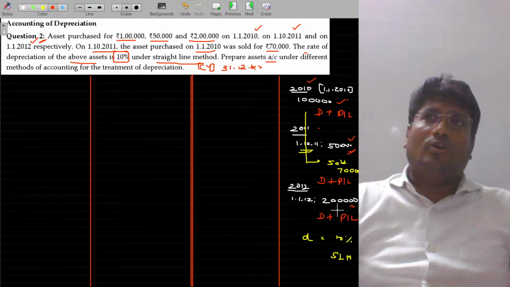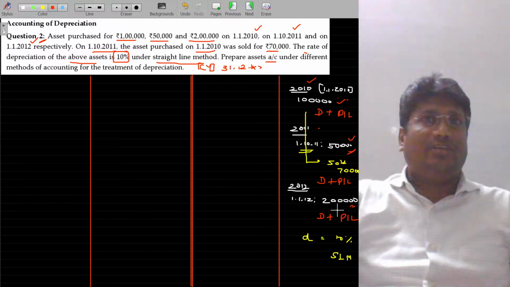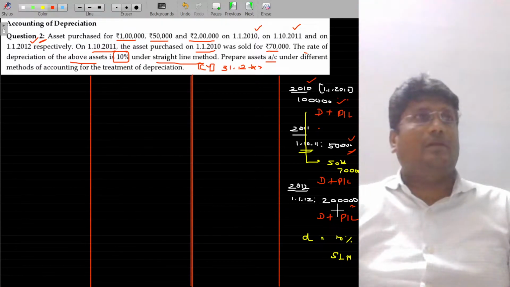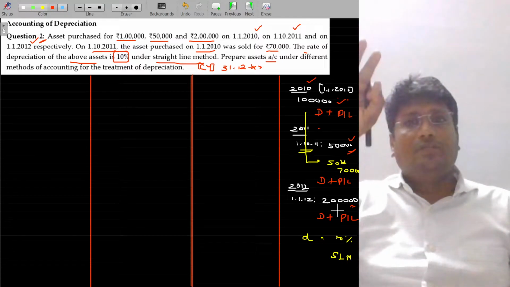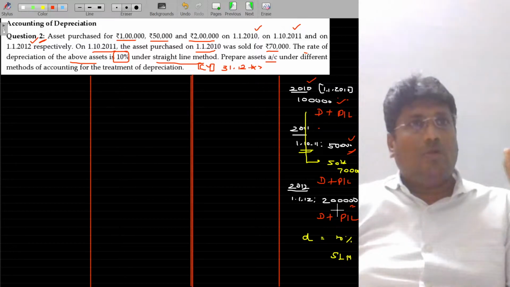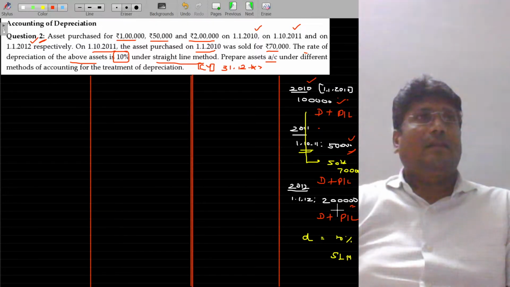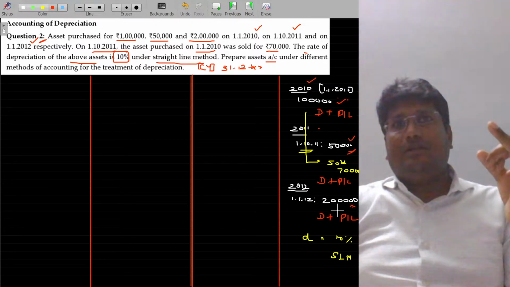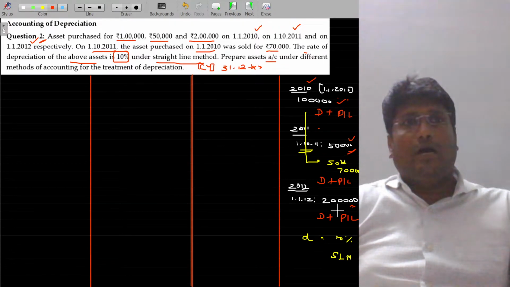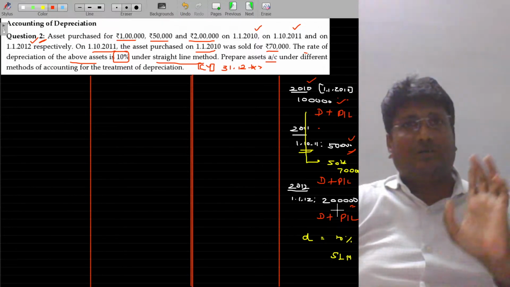How many entries are you going to pass in 2010? For the purchase of one asset, one entry, and another one for passing the depreciation and transferring the depreciation to the P&L account. So 3 entries are there in the first year. In the second year, there is one purchase, so for that one entry. On the same date, there is a sale. Whenever there is a sale of an asset, you have to pass the entry for the sale, and the depreciation of that asset sold up to the date of sale should also be passed here.